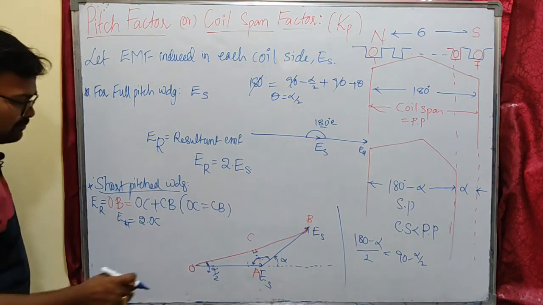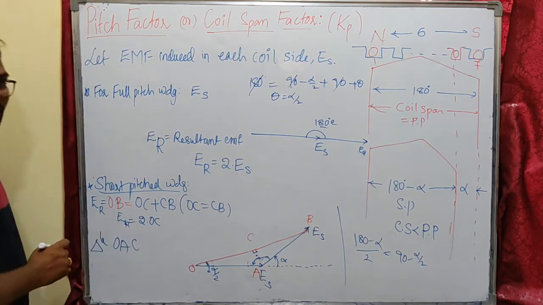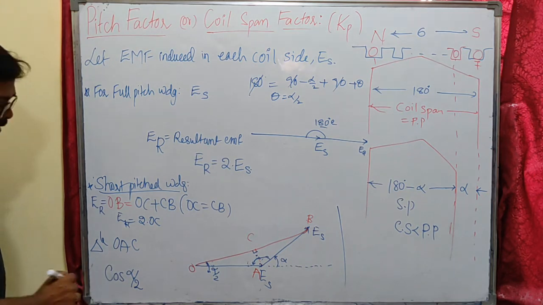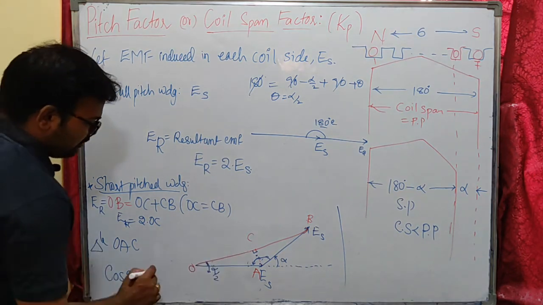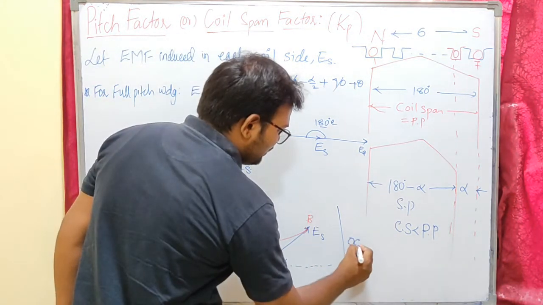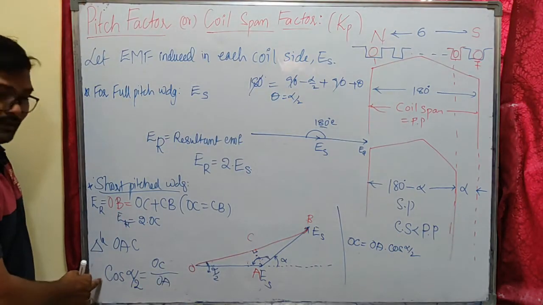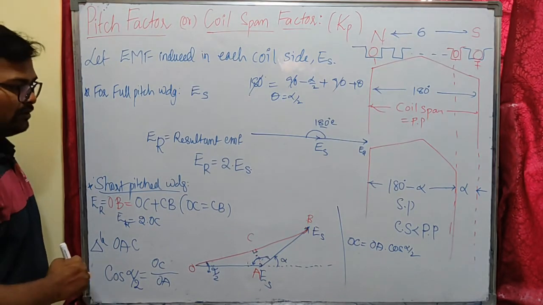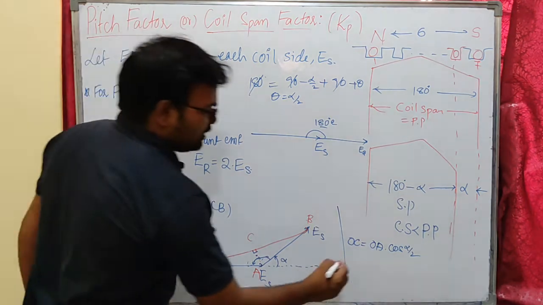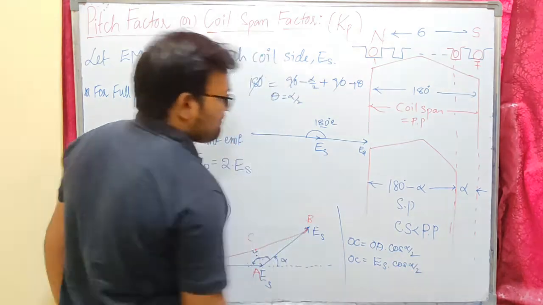Now let me consider triangle OAC here. I am going to apply cos alpha by 2 in triangle OAC. That will be equal to adjacent side OC by hypotenuse OA. So OC equal to OA times cos alpha by 2, multiplying OA to this side. Now OA is nothing but our induced EMF in the first coil side, that is ES, so OC equals ES into cos alpha by 2.